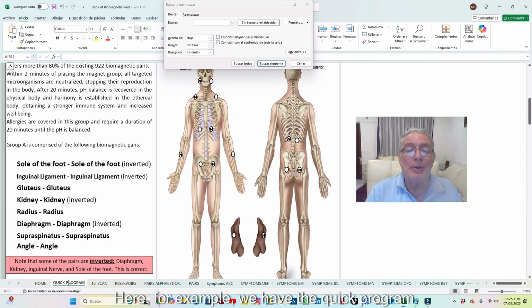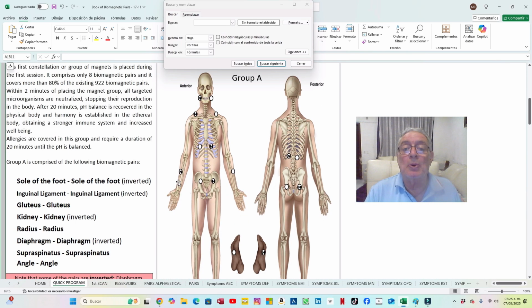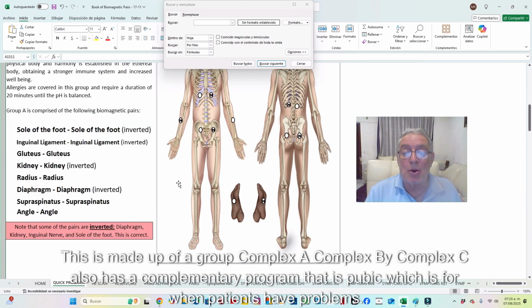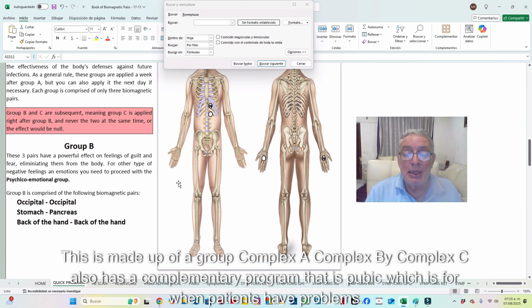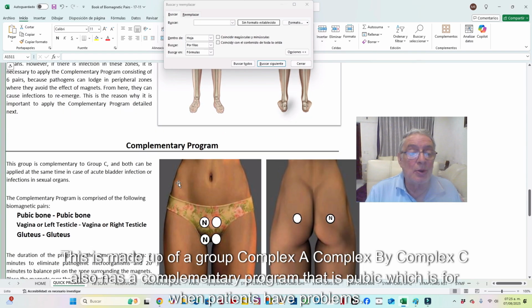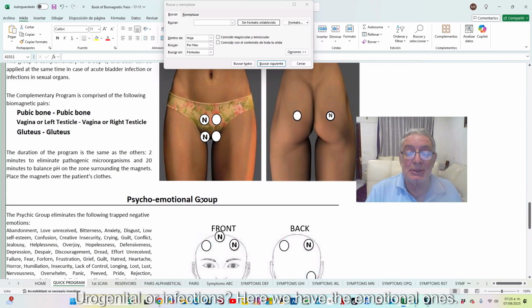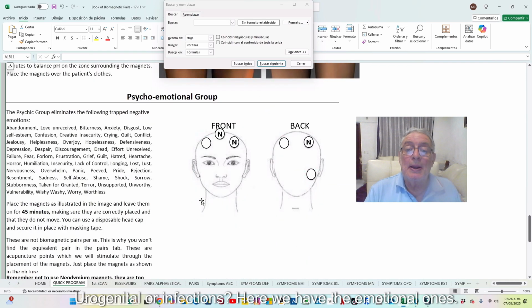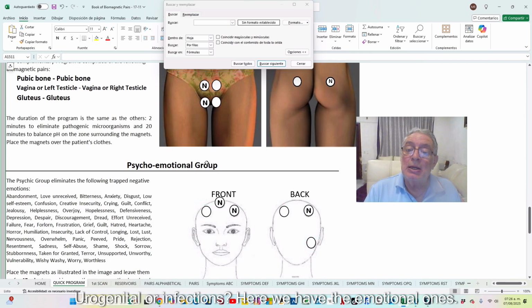Here, for example, we have the quick program. This is made up of a group complex, a complex by complex C. It also has a complementary program that is pubic, which is for when patients have urogenital problems or infections. Here we have the emotional ones.